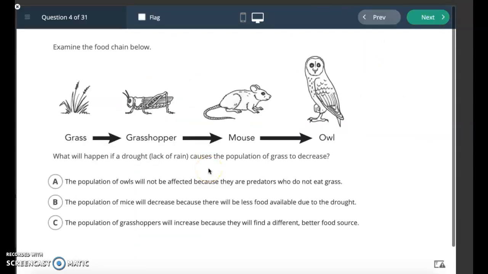Number 4, examine the food chain below. What will happen if a drought, which is lack of rain, causes the population of grass to decrease? A, the population of owls will not be affected because they are predators who do not eat grass. B, the population of mice will decrease because there will be less food available due to the drought. Or C, the population of grasshoppers will increase because they will find a different, better food source.